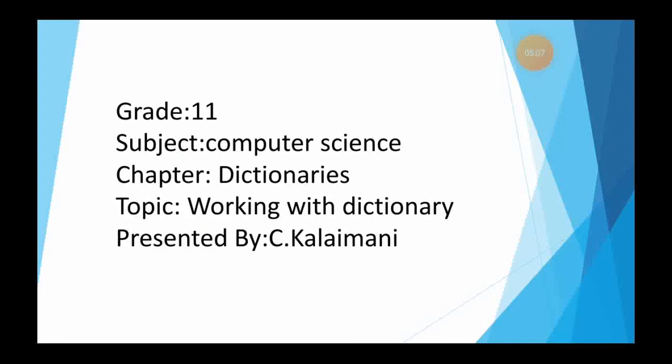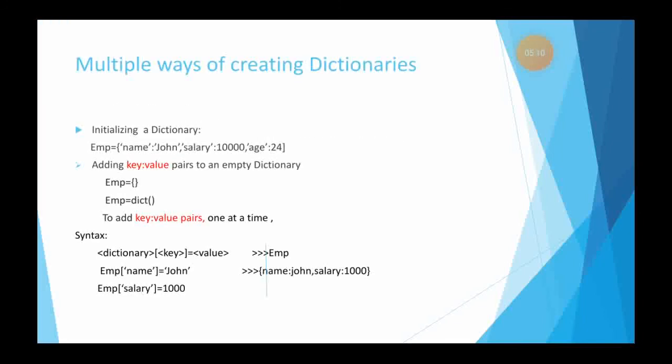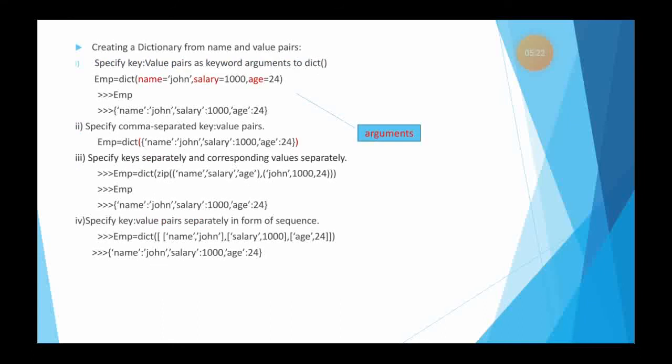What we have completed today: working with dictionaries, we have completed multiple ways of creating dictionaries. There are two methods to create an empty dictionary, curly braces and the dict function. The next one is creating a dictionary from name and value pairs. The first is that we can use the key as a keyword argument. The second is key value pairs separated by commas. The third is that we can create keys and values separately. The fourth is that we can create key value pairs separately in the form of a sequence.